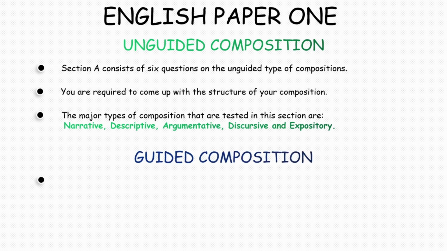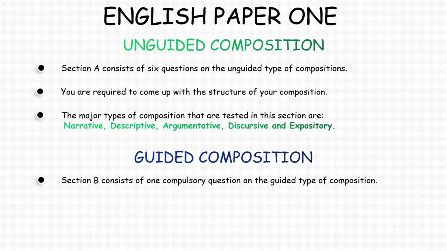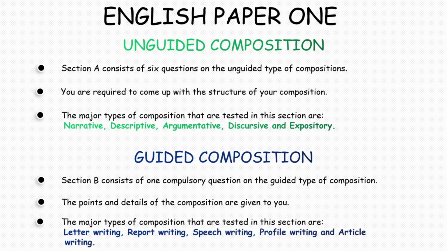Then in section B, we have the guided composition, where one compulsory question is asked. The points and details of the composition are given to you. The types of compositions that are tested here are letter writing, report writing, speech writing, profile writing, and article writing. Okay, so here's an example of how the questions are asked from a past paper.